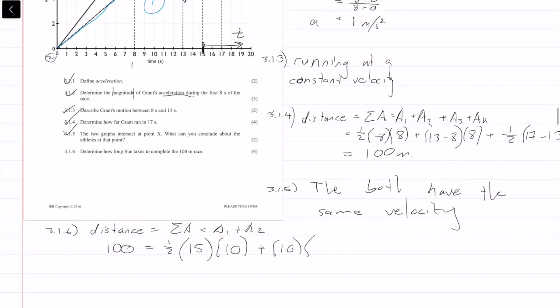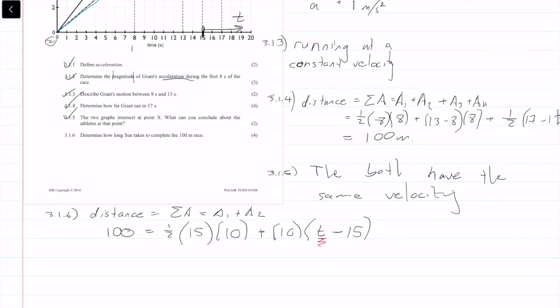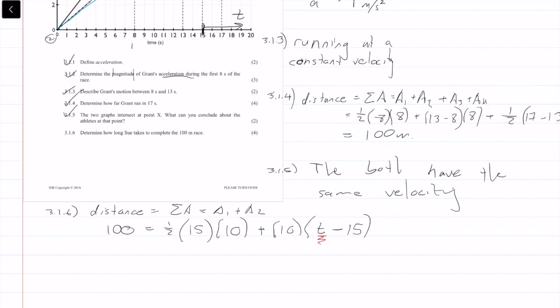Okay, so I'm going to say the base is T minus 15. So that would give us the area. If we look at this equation, the only unknown is the value T. So if we put that into our calculator, we get that T is equal to 17.5 seconds.